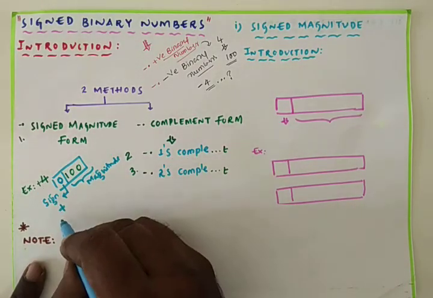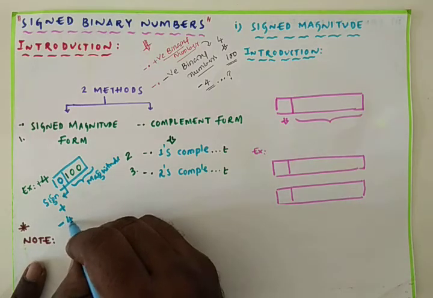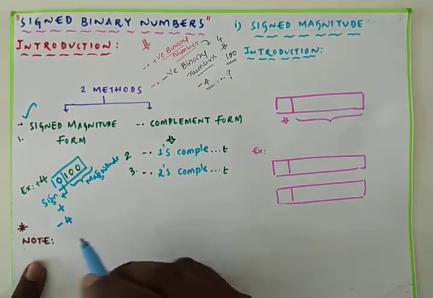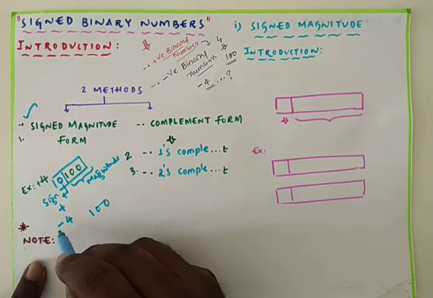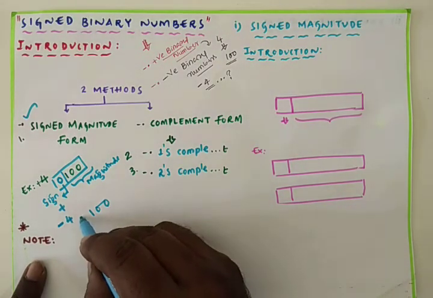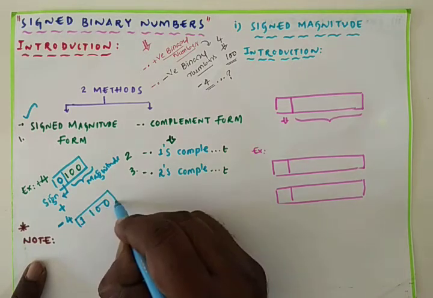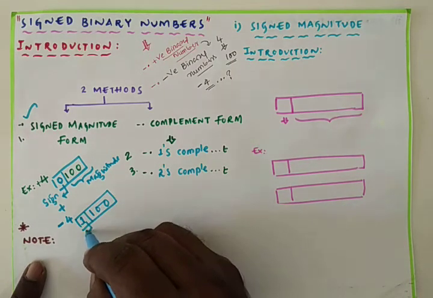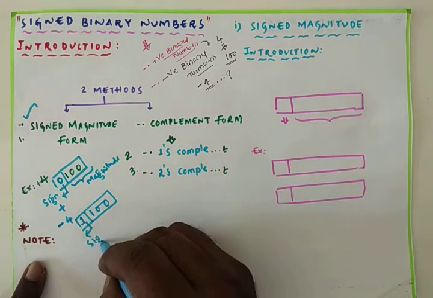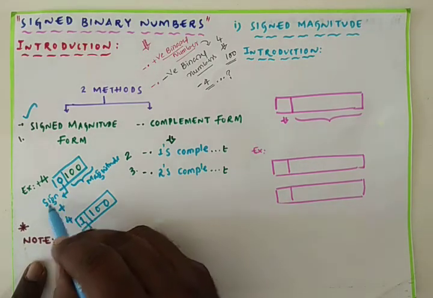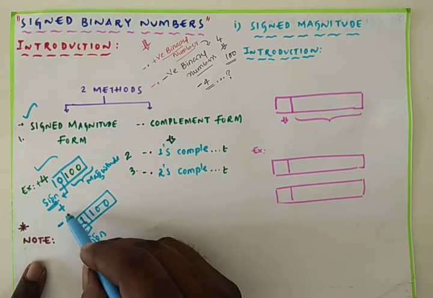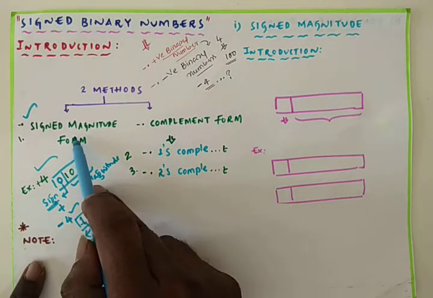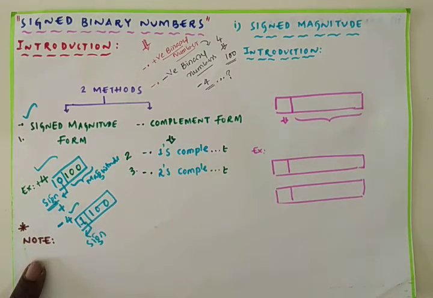So if you wanted to represent minus 4 in the sign magnitude form, minus 4 is represented as 100, and the minus can be denoted with 1, and this MSB bit here is called the sign bit. If the sign bit is 0, the number is positive. If the sign bit is 1, the number is negative, in the case of sign magnitude form.